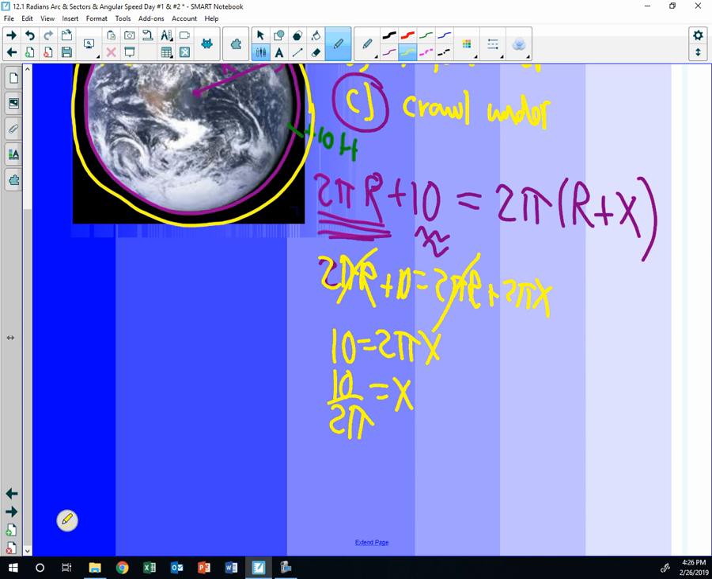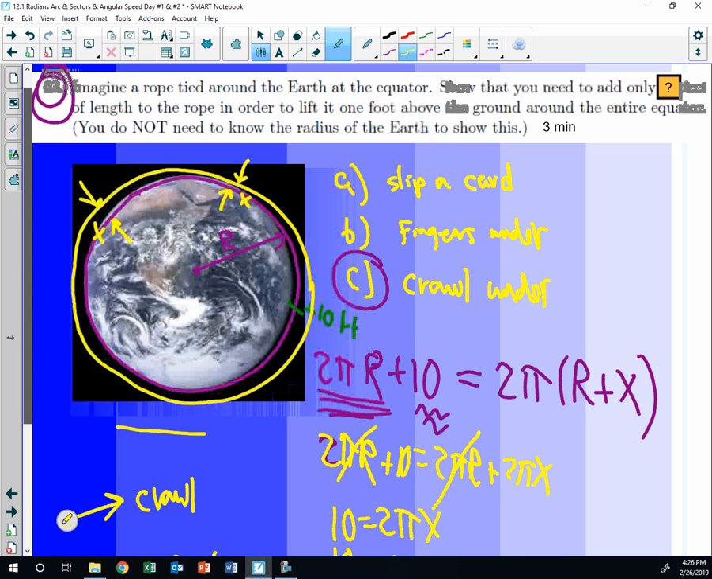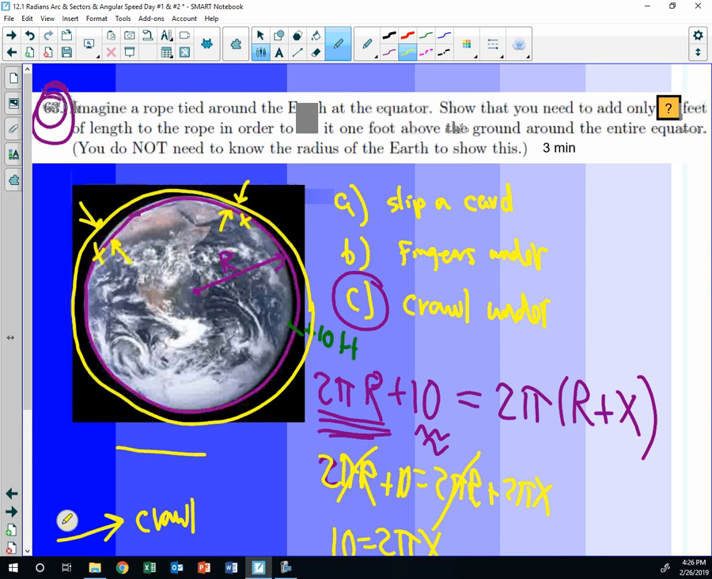Now, if you take your calculator, what's 10 divided by 6.28? Well, it's a little bit over a foot. And a foot is enough to crawl under. And it is C. So anyway, that's radians, dealing with circles, and I hope you have a good story to share with someone.